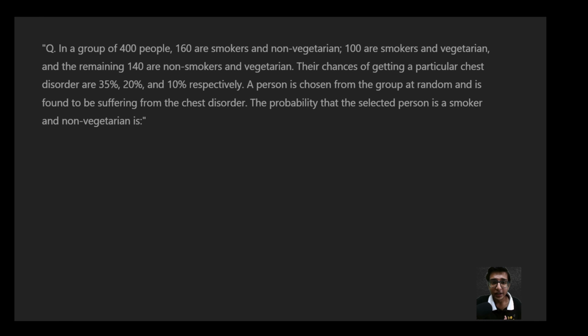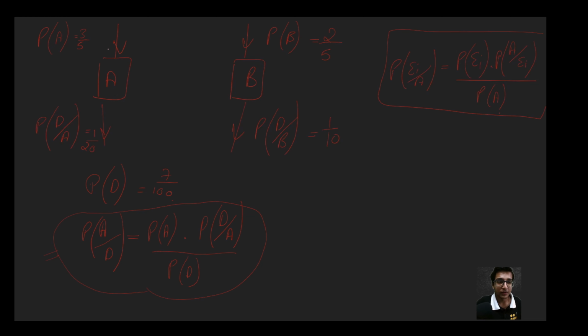In a group of 400 people. Now, this is a question, till now we were talking about just 2 pathways. Now, this is a question of 3 pathways. In a group of 400 people, 160 are smokers and non-vegetarian, 100 are smokers and vegetarian, and the remaining 140 are non-smokers and vegetarian. So, again, let me do this on the other page so that we have a lot of space. Here we have 3 spaces.